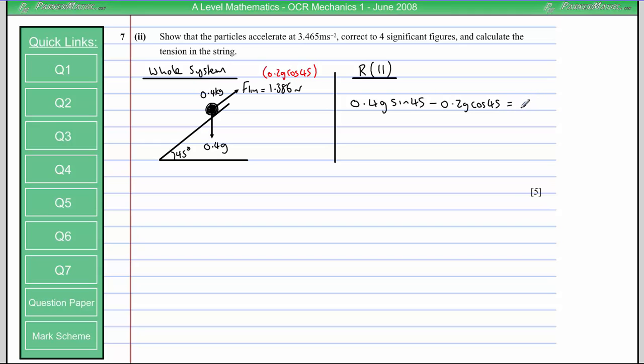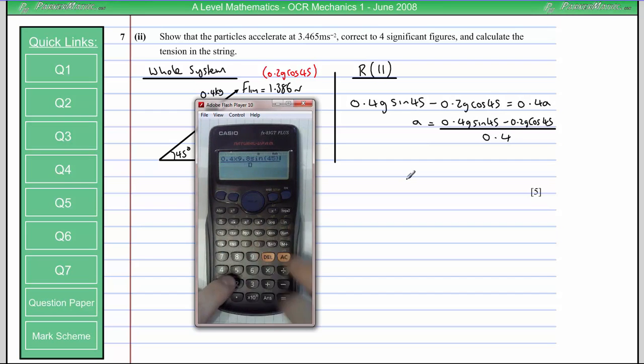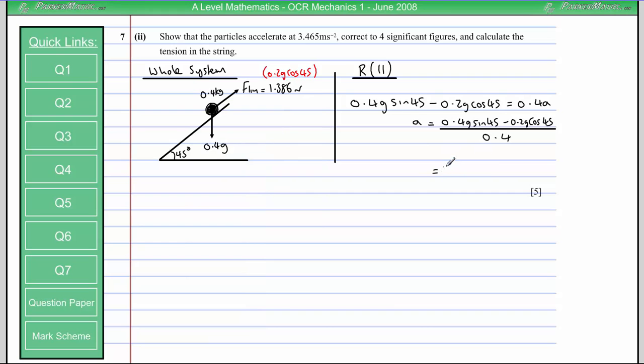On the right hand side of the equation, we'll have mass times acceleration. In this case, that will be 0.4 A. So to work out acceleration, we're going to do 0.4 G sine 45 minus 0.2 G cos 45, and we're going to divide that all by 0.4. And as required, if you round the answer to 4 significant figures, you get 3.465.